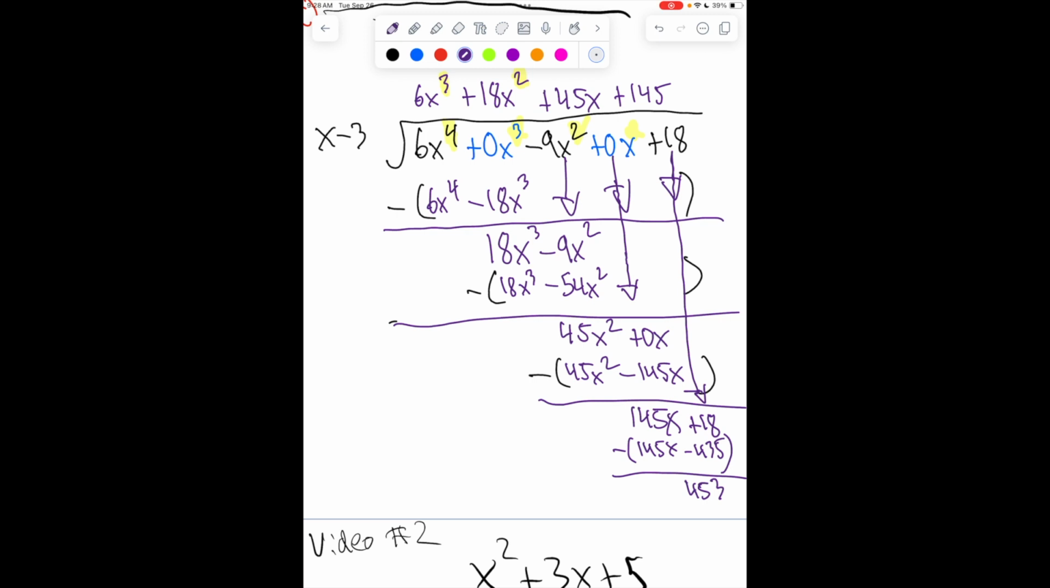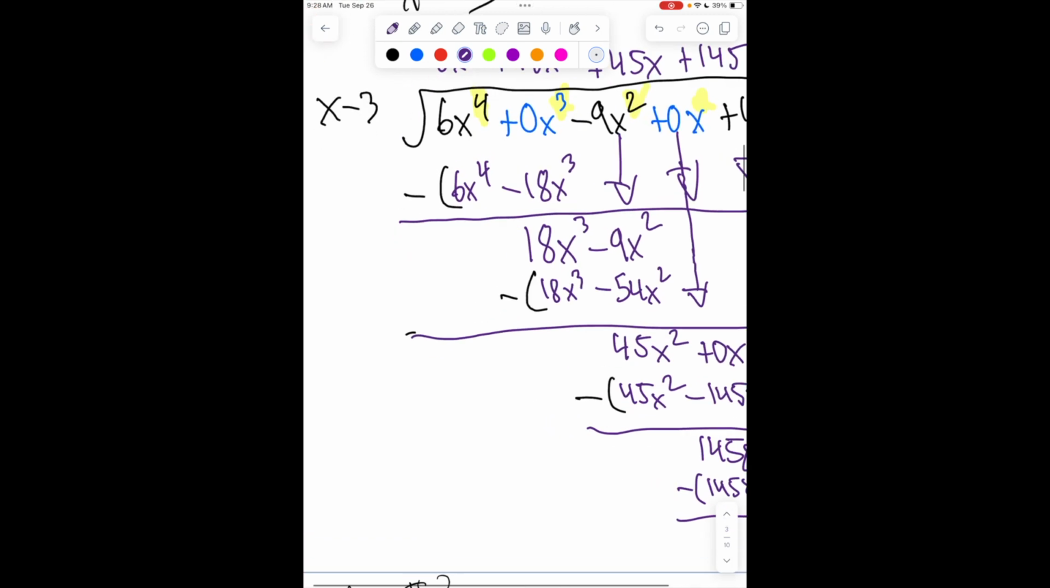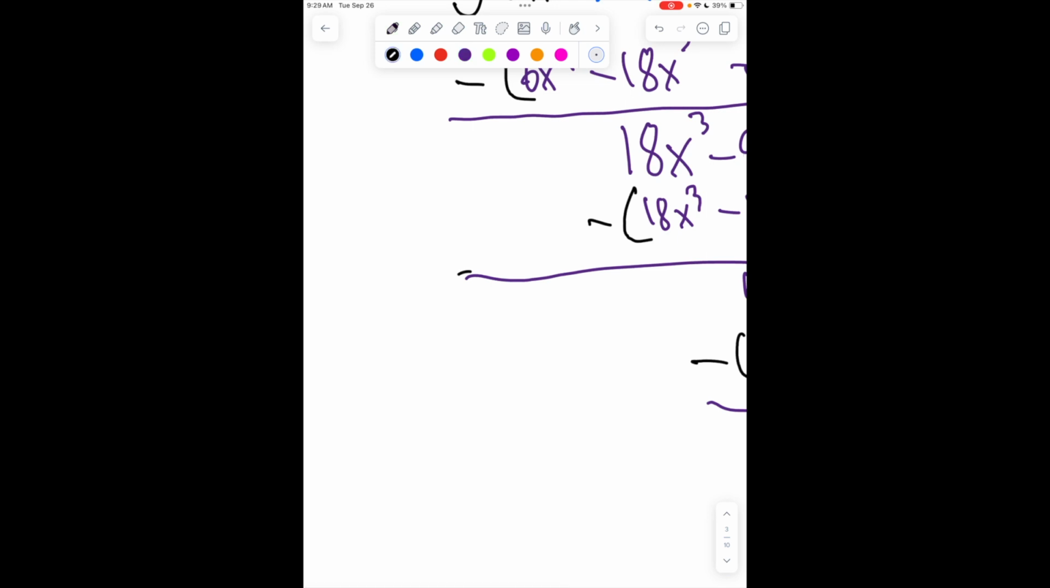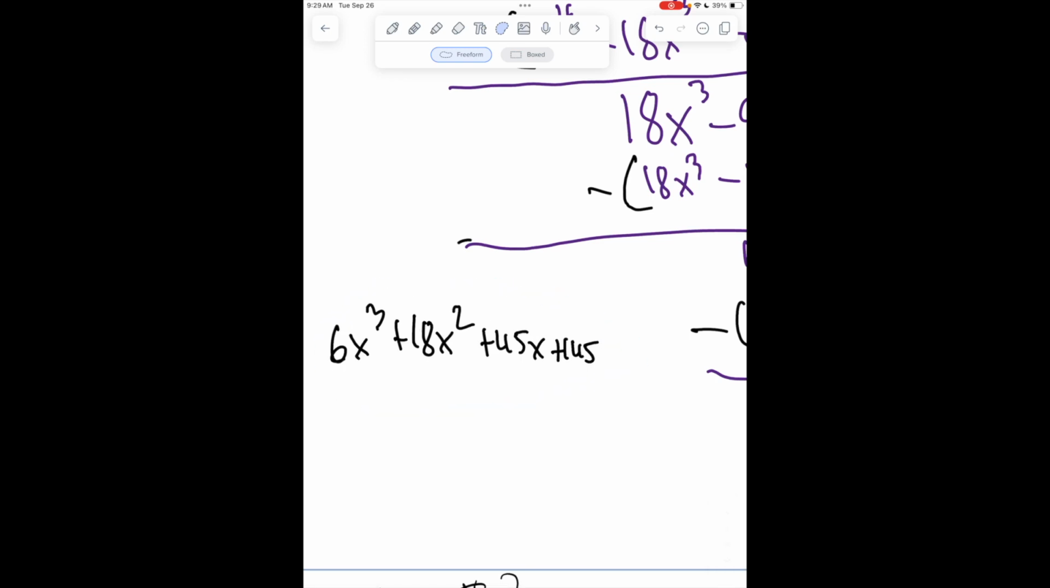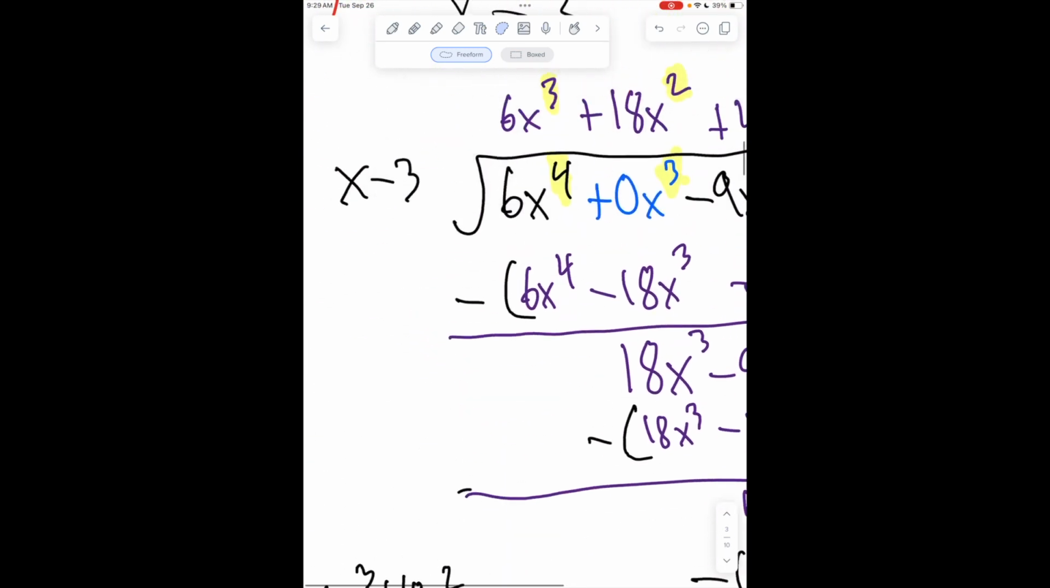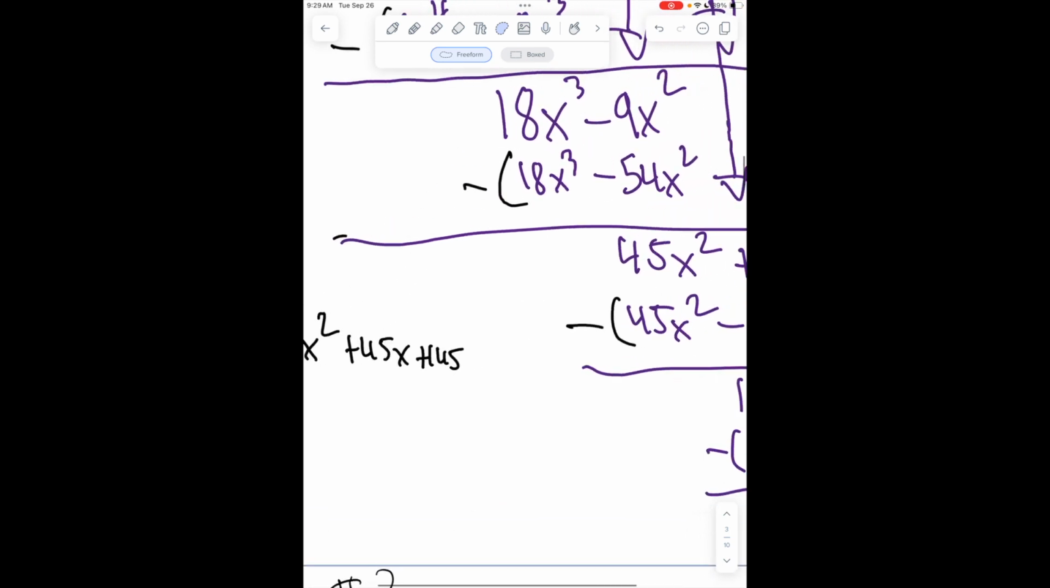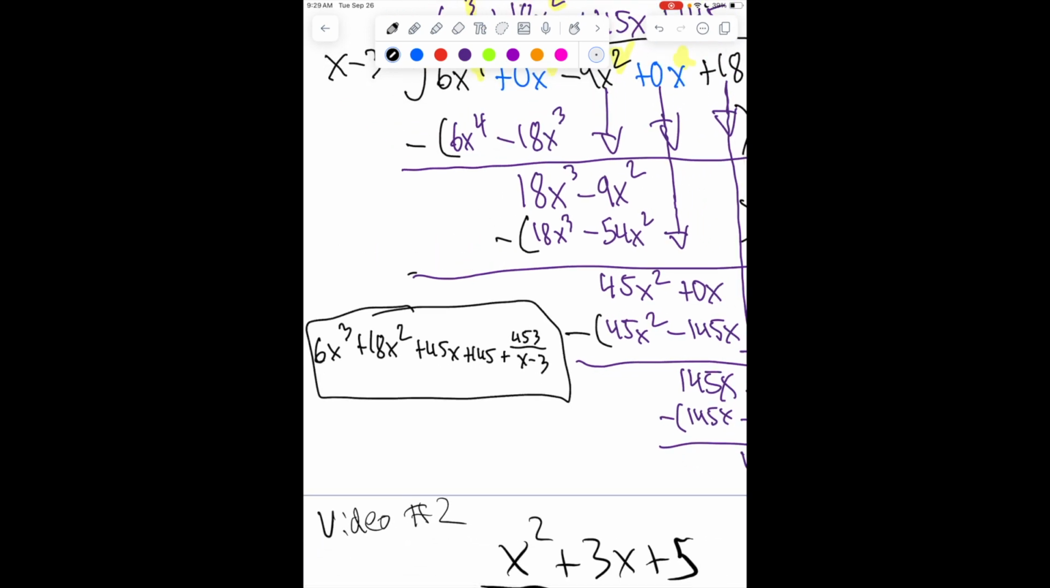So to sum up my final answer, 6x to the third plus 18x squared plus 45x plus 145, and then how I write my remainder is I take whatever was left and put it in a fraction over what I was dividing by. So 453 over x minus 3. That gives you the final answer.